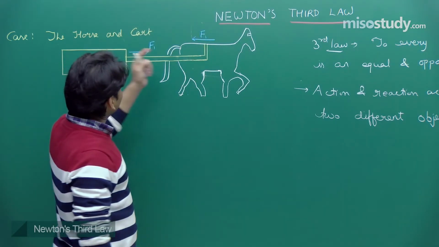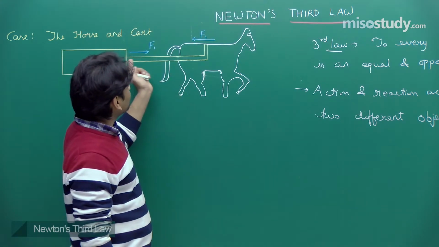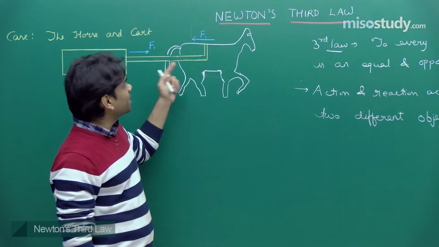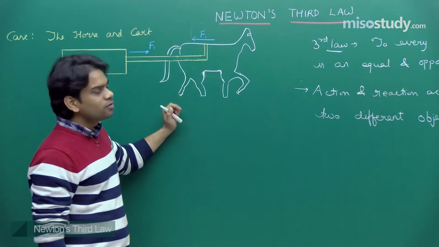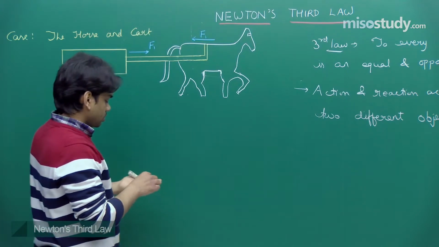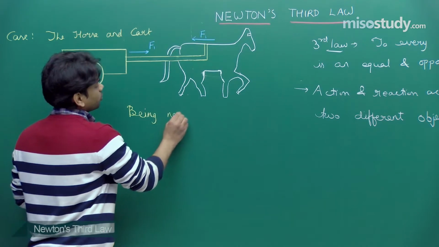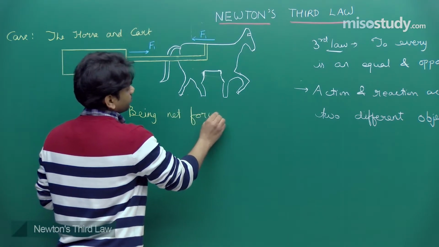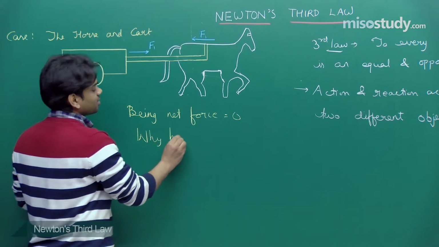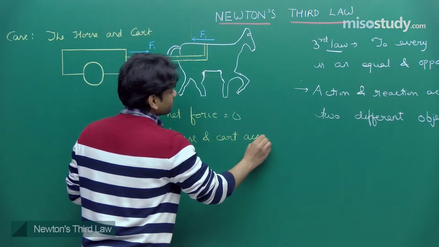So if we take the overall horse and cart system, we'll find that the net force on these two will be 0, due to the force provided by the horse on the cart and by the cart on the horse. So, the net force being 0, why do the horse and cart accelerate? This is the first question that comes. Why do the horse and cart accelerate?